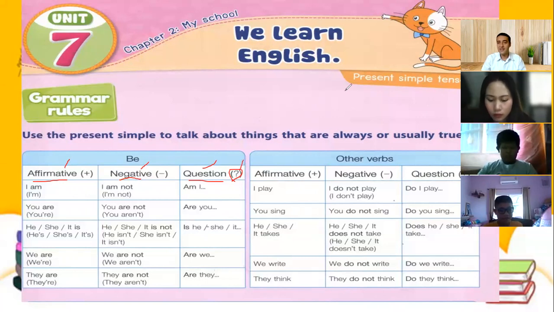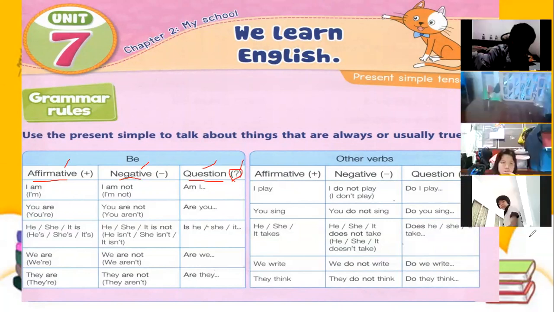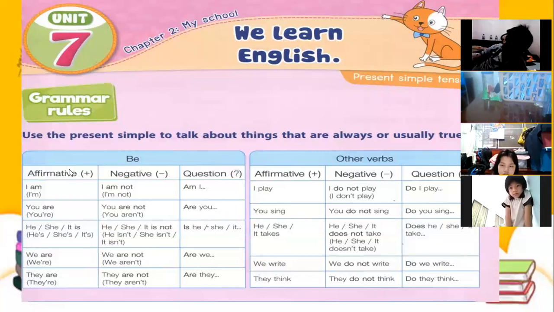Students, you understand that? Affirmative, negative, and question. Students, do you understand that? Affirmative, negative, and questions. Okay, all right. So I repeat one more time here. Affirmative sentences indicate the positive sense, okay? Negative sentences indicate the negative sense. Then question sentences are always asking about something, okay?